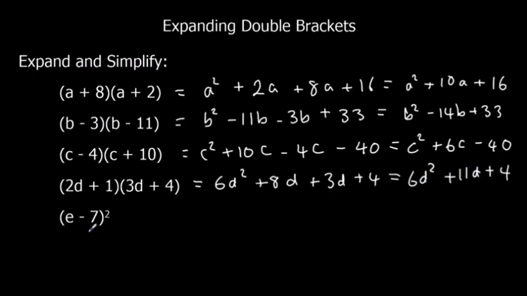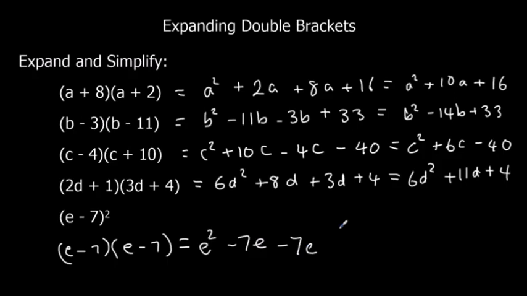And finally, we've got e minus 7 squared. So that's e minus 7 multiplied by e minus 7. So that's e times e, which is e squared. E times minus 7, that's minus 7e. Minus 7 times e, which is minus 7e again. And minus 7 times minus 7, negative times a negative makes a positive. So that's positive, 7 7s are 49. Then simplifying, we've got minus 7e minus another 7e, which is minus 14e. So that's e squared minus 14e plus 49.